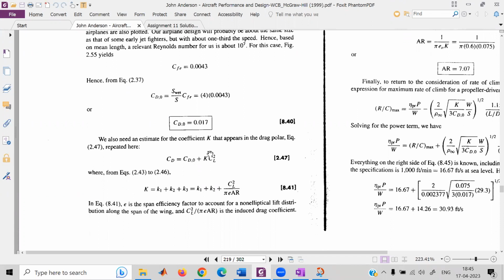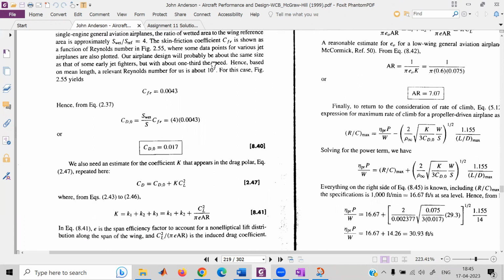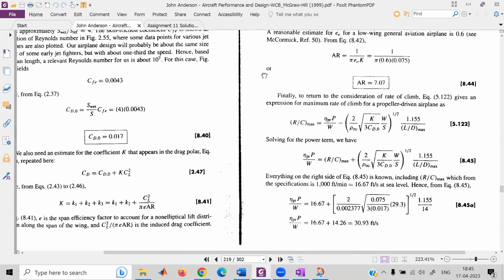Now we also need K. How do we go ahead and compute K? Sir, K value is 1 upon pi EAR. Yeah, perfect. It's given here. So we use that.